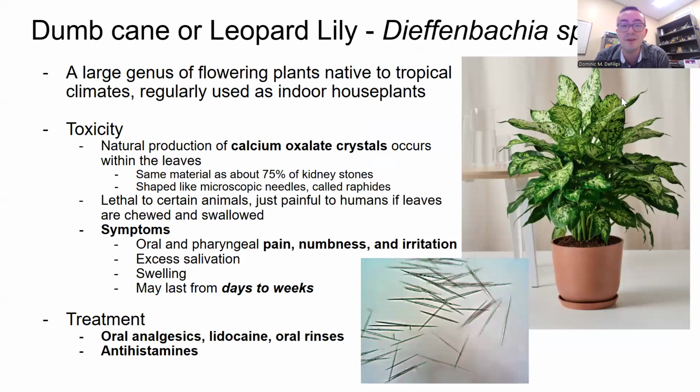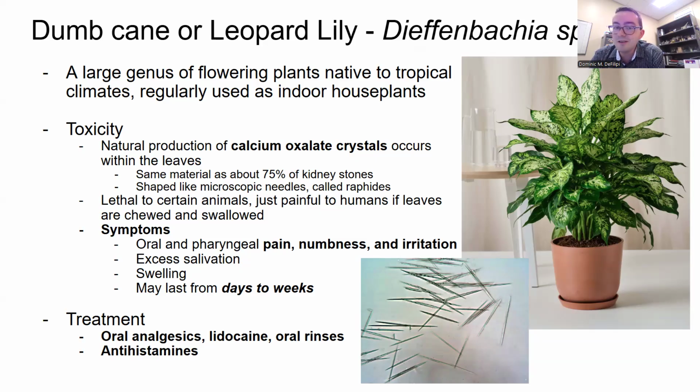So, dumb cane or leopard lily, which is a Dieffenbachia species, multiple different types of Dieffenbachia, and they're a large, large genus. So there's 200 something in this species of large flowering plants native to tropical climates, and they're regularly used as indoor houseplants. Like, I'm sure this looks like your mom or grandma's houseplants that you've seen a million times, or you've seen for sale in stores all the time. They're not toxic to touch, but dumb cane and leopard lilies, Dieffenbachia species in general, they have a natural production of calcium oxalate crystals occurring within the leaves.